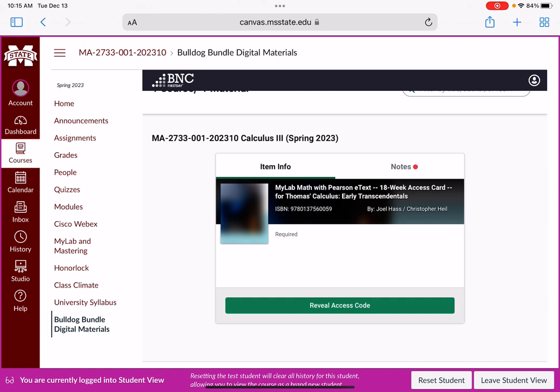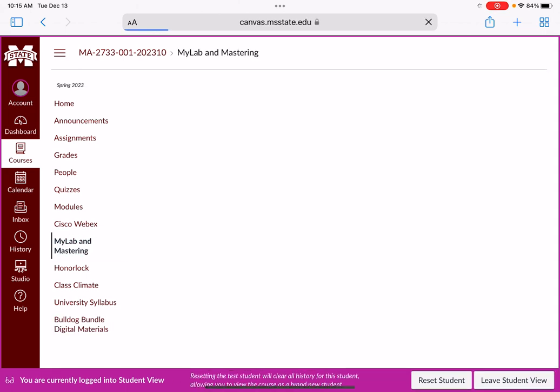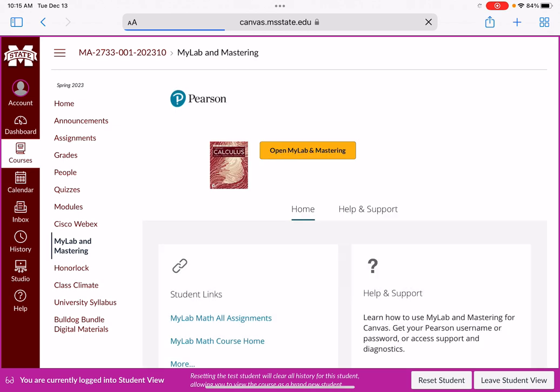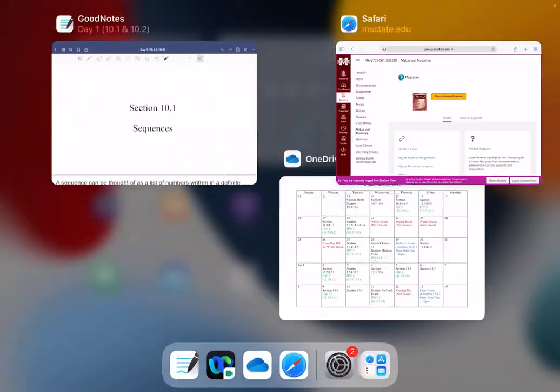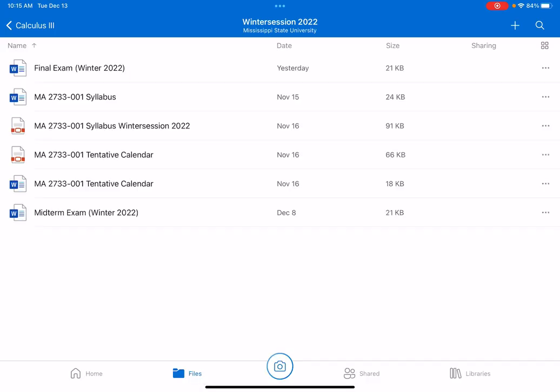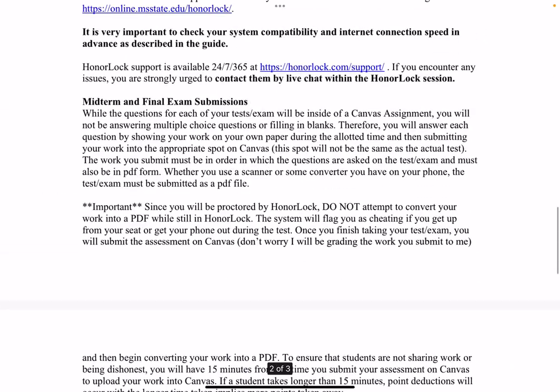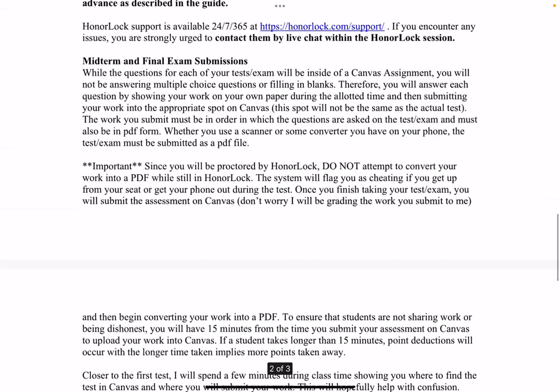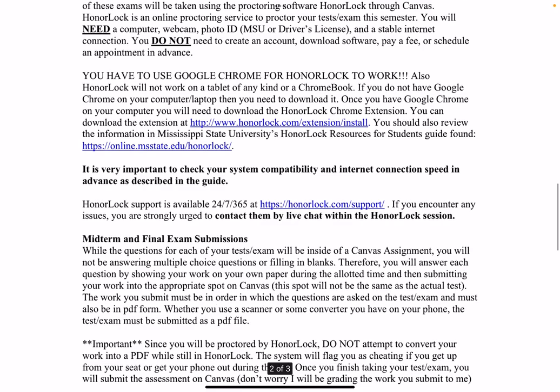After that, everybody will go into the MyLab and Mastering link. All right. Now, I probably can't do this on my iPad, so I'm not going to go much further. But essentially, you will click Open MyLab and Mastering, and you will follow the instructions to get registered. I believe, let me pull my syllabus back up on OneDrive. If you go to the very end, oh, I didn't put it on here. I will post the information of how to get registered for MyLabs Math on Canvas.